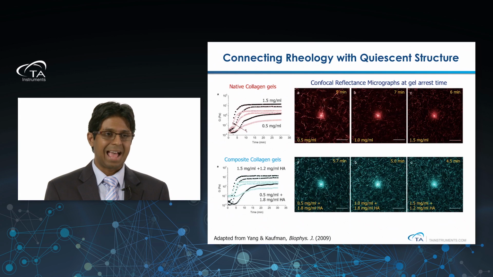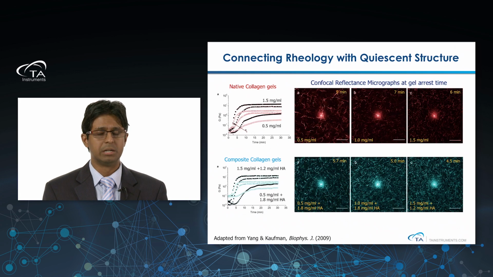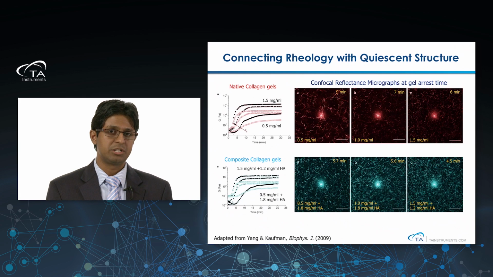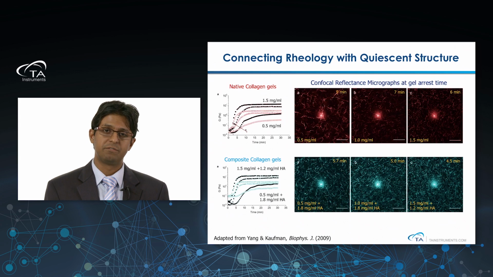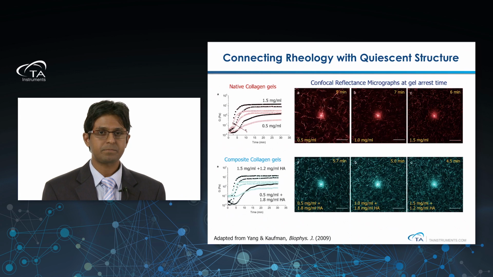We'll also notice that at the time of arrest, there are more fibers, a greater number of fibers that are visible when we have hyaluronic acid. And the operating theory here is that the increased viscosity due to the addition of HA retards the movement of these fibers, and the collagen fibers just get arrested in place.